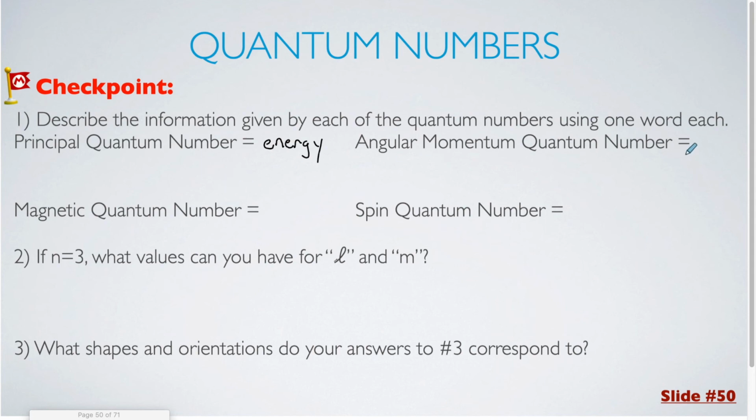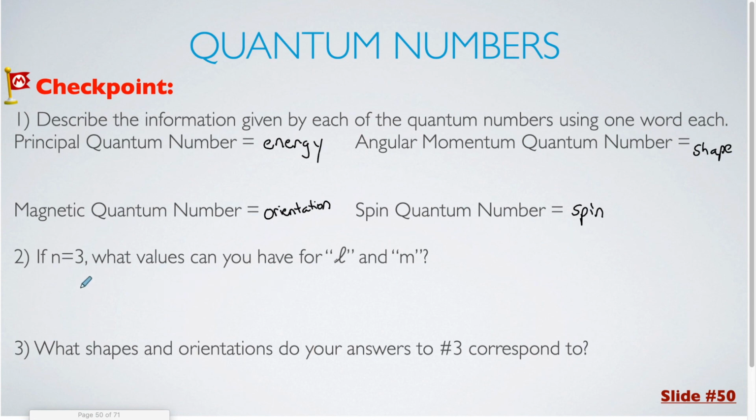The angular momentum quantum number could be summarized by the word shape, since this tells us whether we have s, p, d, or f orbitals at each energy level. The magnetic quantum number could be summarized by the word orientation or direction. This quantum number tells you which direction your orbitals are pointed in. And finally, the spin quantum number tells you the spin, so whether your electron is spinning up or spinning down.